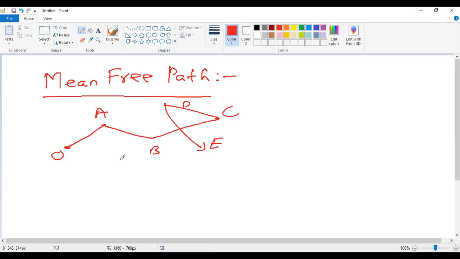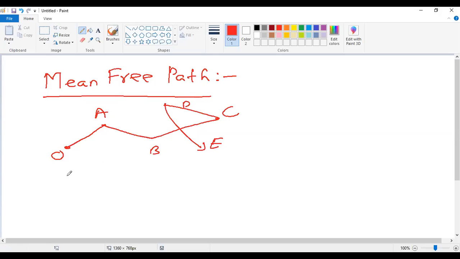Mean free path: the average distance traveled by the molecule between two successive collisions. Again, I will repeat. The average distance traveled by the molecules between two successive collisions, and it is measured as the mean of a large number of free paths. This is a large number of free paths, that is, two successive collisions.